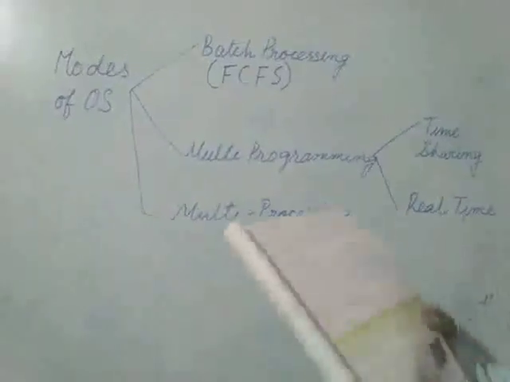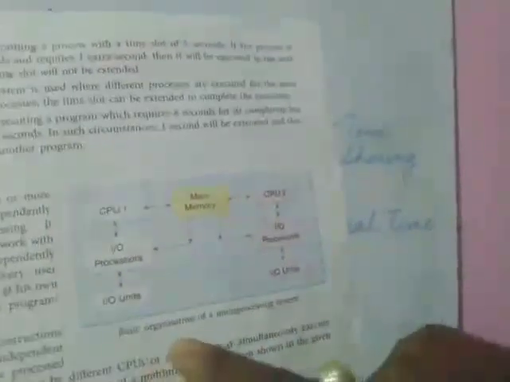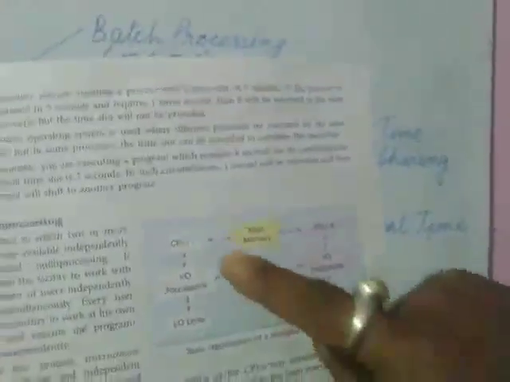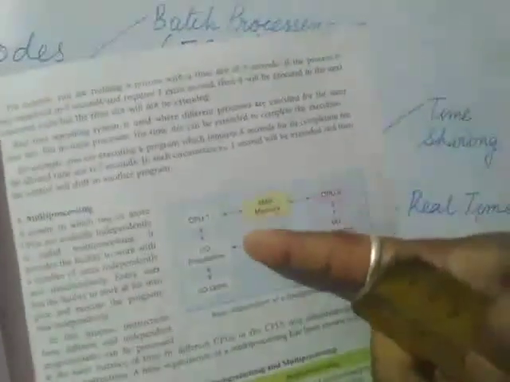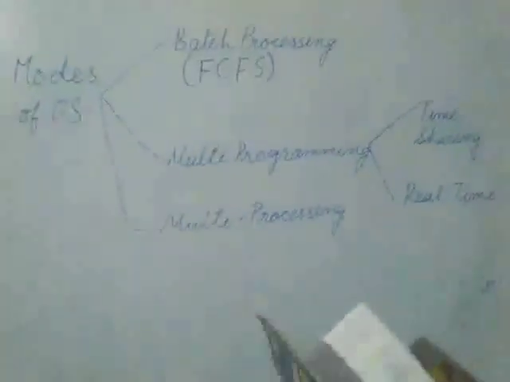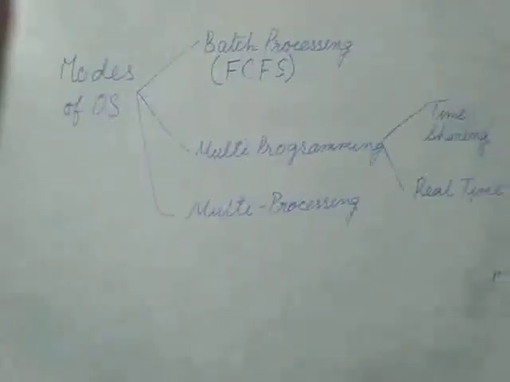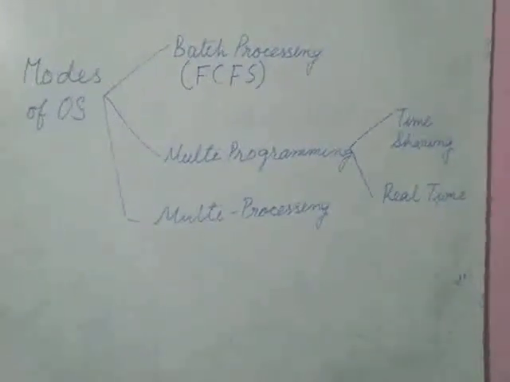In multi-processing, if you see the diagram given in your book, we have CPU 1, CPU 2. In this whole diagram, the basic organization of a multiprocessing system, two CPUs are there in the same system. CPU 1 is performing so many jobs at the same time, at the same place. A small example is the servers of different companies like Reliance and Airtel, which have multiprocessors that can handle many customers at the same time.